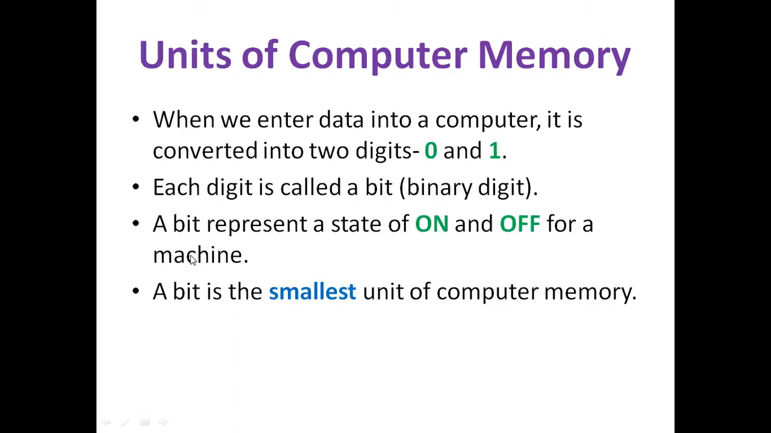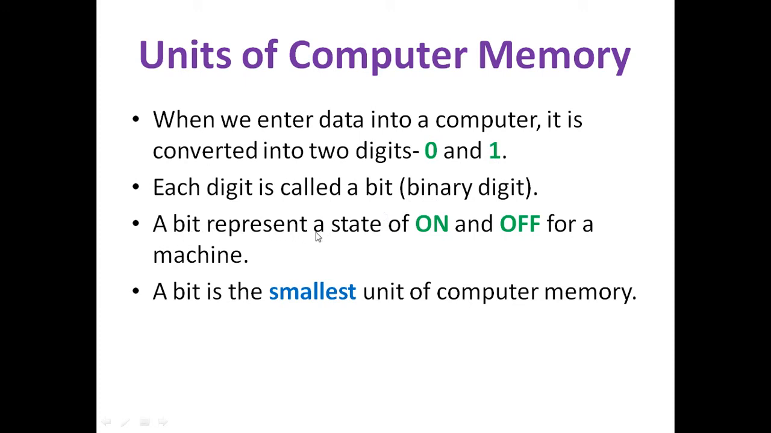Let's move ahead. Units of computer memory. When we enter data into a computer, it is converted into two digits, 0 and 1. Whatever data we insert in the computer, any text, any video, any audio file, any kind of data, the computer converts it into 0 and 1 format. Each digit is called a bit, meaning binary digit. 0 and 1 are called binary digits.